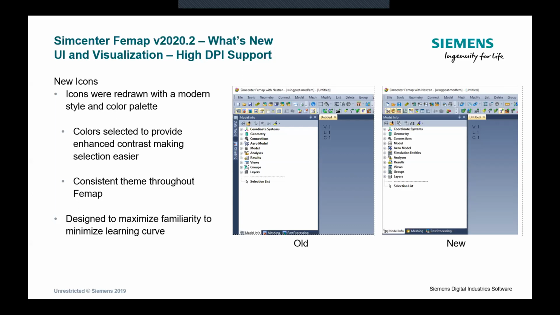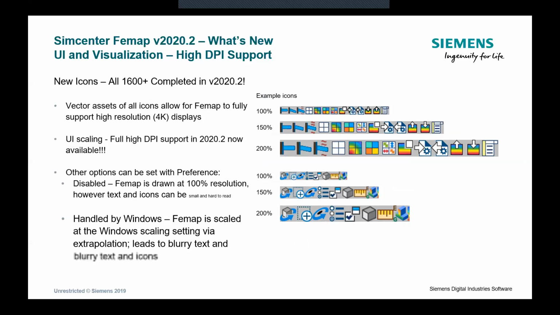Now, what did we do in 2020.2? We basically drew all of them again at 150% and 200%. So now we actually have 3 different sizes for the icons. Now, why is this important? Because once you have this, it allows us to do full DPI scaling, so full user interface scaling. And where you'll notice this most is on a high resolution display, like a 4K display.